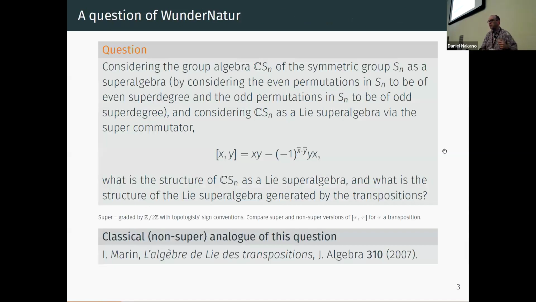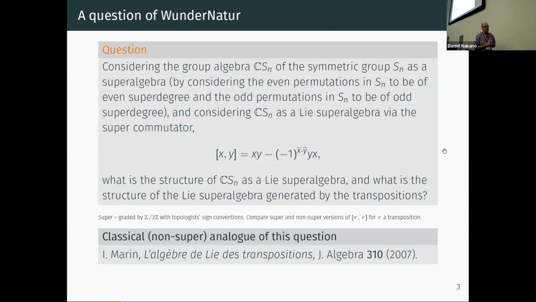So the question that we stumbled across on MathOverflow was from WunderNatur. Paul joked that he was WunderNatur. I don't know who WunderNatur is. Is WunderNatur here in the audience? No. I don't know who they are. I think they were a grad student at the time they posted it, but I really have no idea.